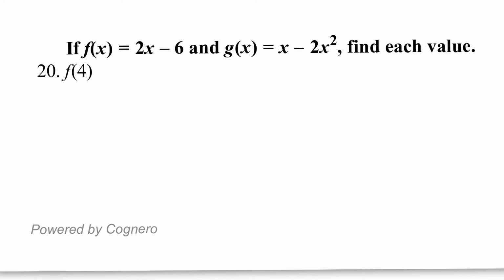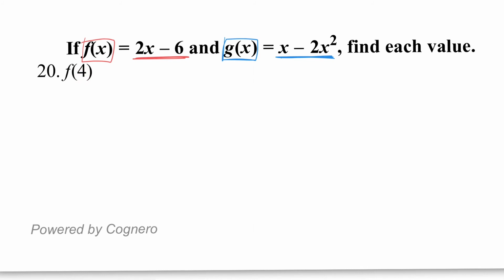Number 20, now they actually give us functions. We have 2 different functions. We have the function f, f of x, which is 2x minus 6, and the second function given to us, the function g, or g of x, which is x minus 2x squared. Number 20 asks, what is the value of f of 4? Notice that inside the parentheses, instead of the x, we have the number 4.